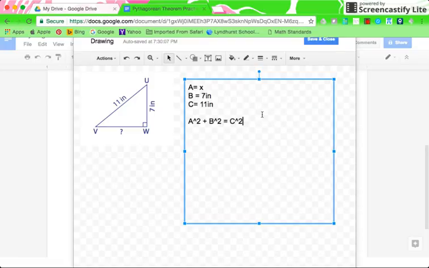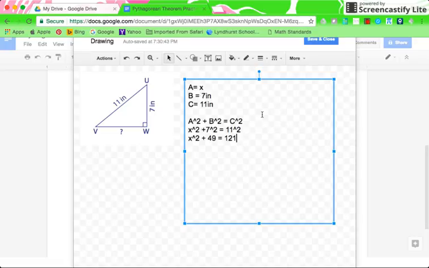A squared plus B squared equals C squared. Now, again, I'm using the caret as my squared. You can write an exponent as a 2. The caret you use if you're using the bigger calculators, or if you're using any online calculators as well, that's the same thing. So now I'm going to replace A with X: X squared plus 7 squared equals 11 squared. Now I'm going to leave X squared because I have no number there, plus 7 squared, which is 7 times 7, and you should all know that's 49, equals 11 times 11, which is 121.